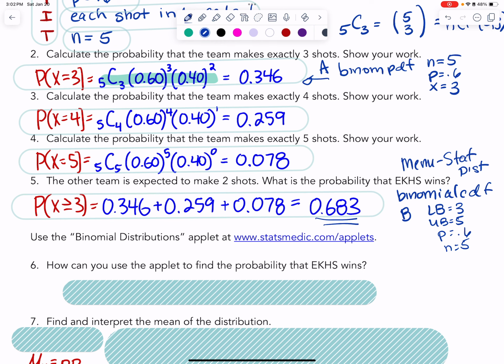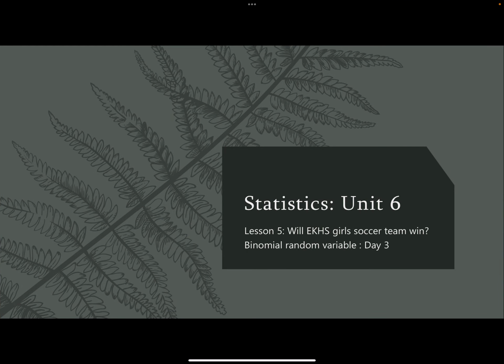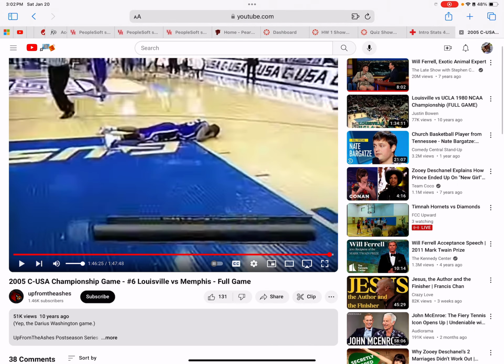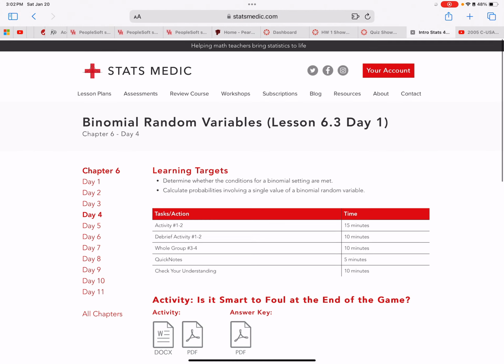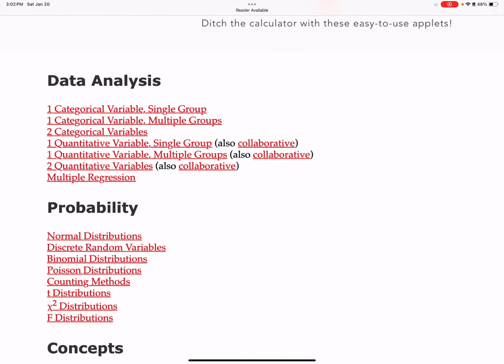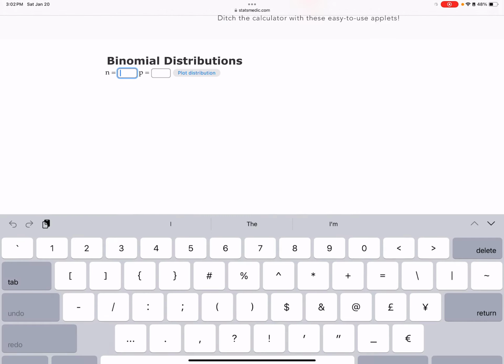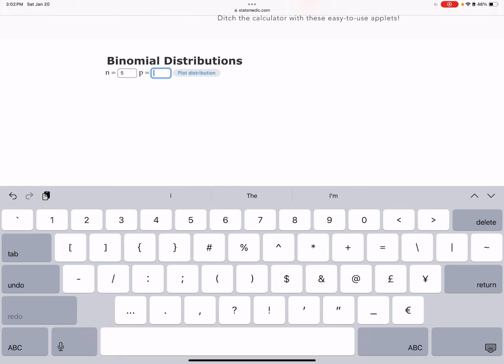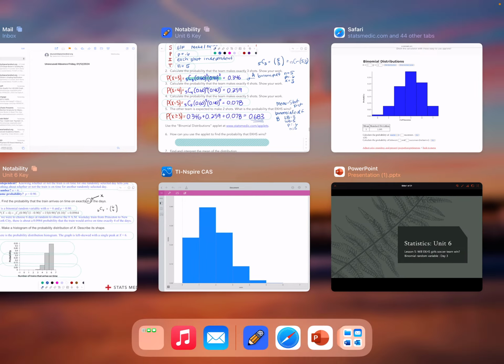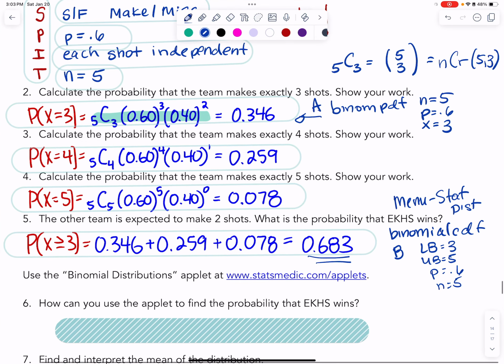I want you to see this applet, and that's on StatsMedic. Let's come to the applets. Under resources, we have applets, and we're going to go to the binomial distribution calculator. I want to show you this because if you don't have a calculator at home and you're trying to do some homework, these are pretty handy. Here we had 5 shots, and the probability is 0.6. Plot distribution gives you the graph, and you can see it gives you your mean and your standard deviation.